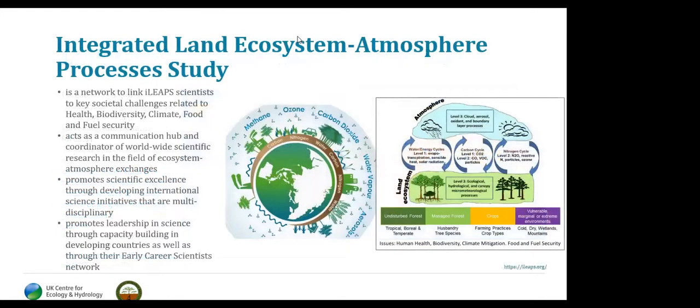There are also global research networks such as the Integrated Land Ecosystem Atmosphere Process Study, of which I'm a member. This is a useful network which also links scientists to key societal challenges, acts as a communication hub, and also promotes scientific excellence through developing international science initiatives that are multidisciplinary. But most importantly, also for our group here, especially for the early career scientists, it promotes leadership in science through capacity building in developing countries. And I think that we could also see how our work integrates into the overall picture of land, atmosphere, ecosystem to address some of the phenological issues of our target species. Thank you.